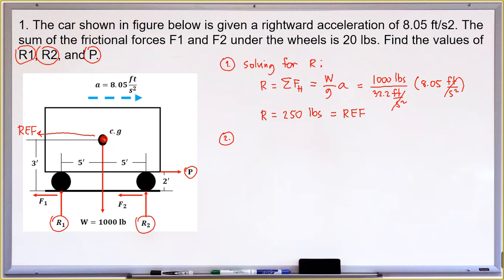Let's say, for example, we choose the center of gravity as our pivot point, or the axis of moment. If we choose this one, the weight disappears and the REF disappears. However, P, R2, and R1 are all present. So this one is not the optimal pivot point.